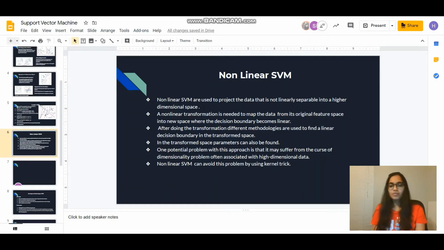One potential problem with this approach is that it may suffer from the curse of dimensionality problem often associated with high dimensional data. Nonlinear support vector machines can avoid this problem by using the kernel trick. So my question is how to avoid the curse of dimensionality problem often associated with high dimensional data. The answer to this question is nonlinear support vector machines can avoid this problem by using the kernel trick.